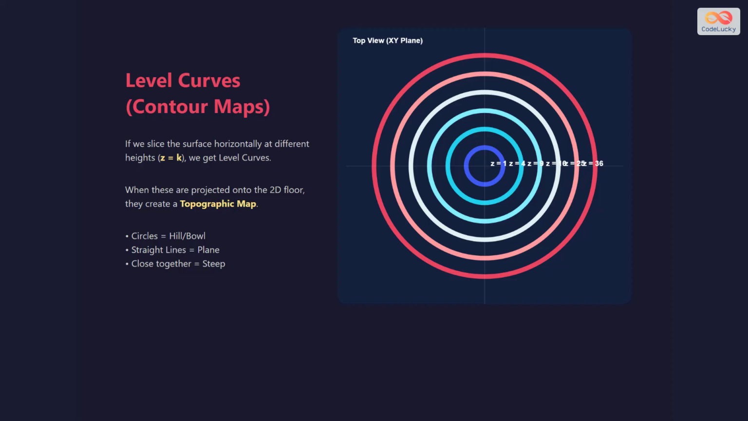Another way to visualize surfaces is with level curves, also known as contour maps. Instead of slicing vertically, we slice horizontally at different heights. For our bowl shape, slicing near the bottom gives a small circle. Slicing higher up gives a larger circle. When we draw these circles on the floor, we get a topographic map that tells us how steep the mountain is.